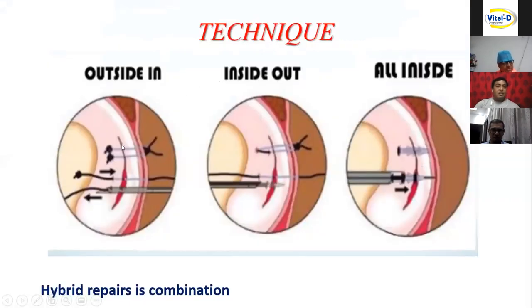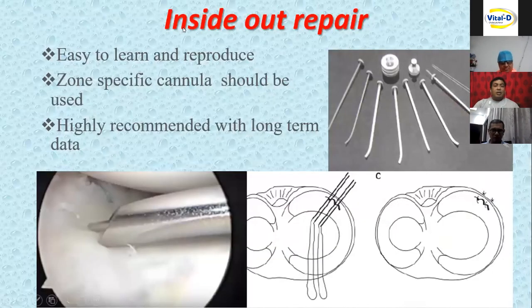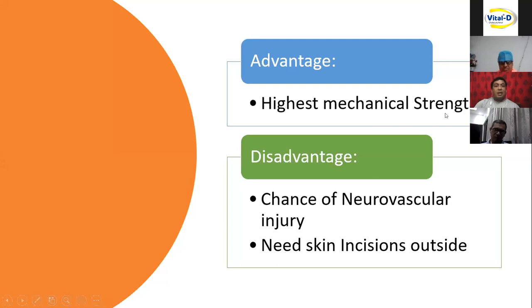There are three types of techniques: outside-in, inside-out, and all-inside. Hybrid is a combination of two or more techniques. Now a little discussion about the inside-out repair. This is easy to learn and reproduce. There are a few zone-specific cannulas, and we should use these zone-specific cannulas to pass the needle through. Figures show that through the cannula, needles are passed to both sides of the tear, then the needle is pulled outside and knots are tied outside the joint. The advantage is high mechanical strength, but there is a chance of neurovascular injury and it needs a skin incision outside the joint.